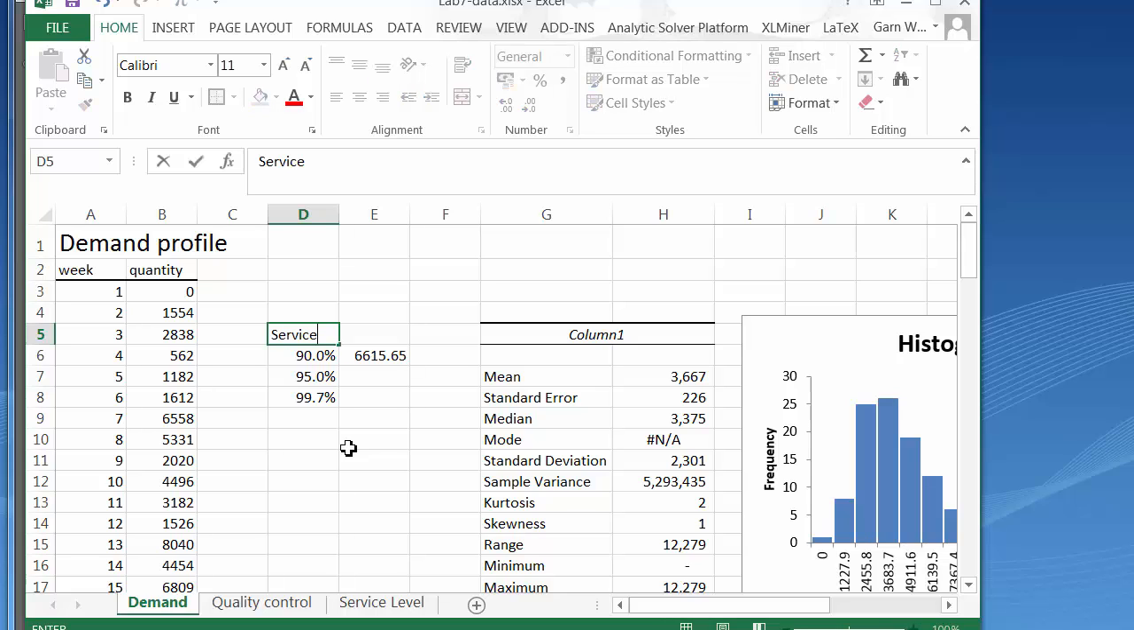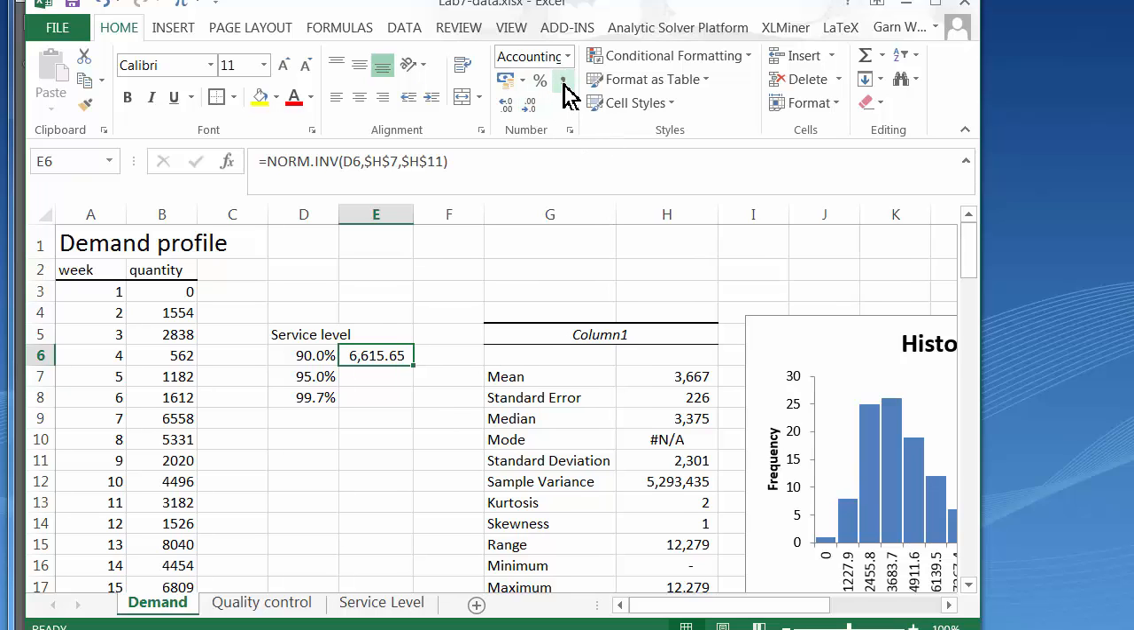So for a service level of 90%, that means in 90% of the weeks we should have a demand less than 6,615. For 95% we need 7,400 items, and for 99.7% we need to have a stock of almost 10,000 items.